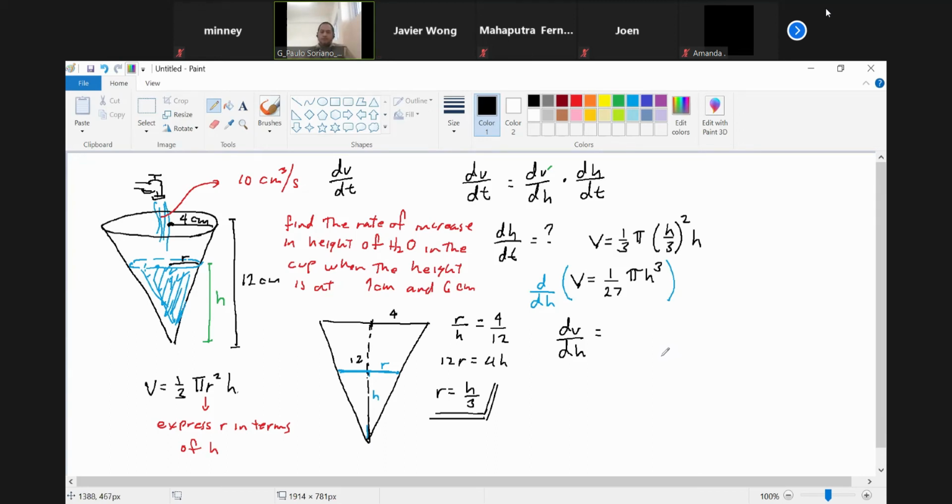Is it 1/9? Then 1/9 pi h raised to 2. Done. Okay, we're done, right? Then we input the numbers there. We need now to fill in this information to be able to answer the question.